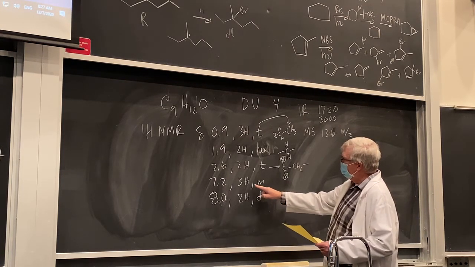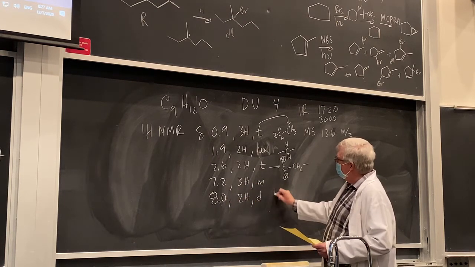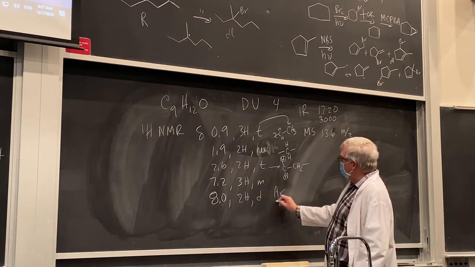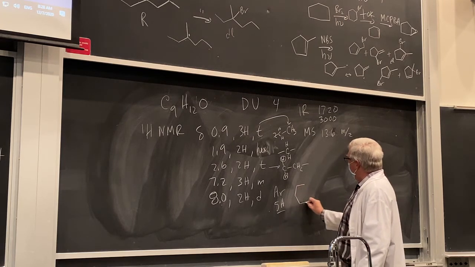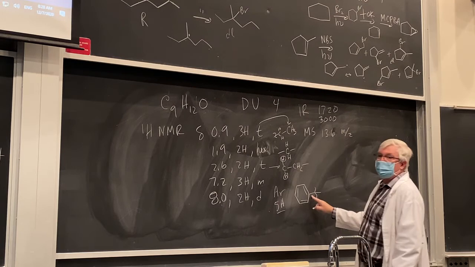And that might be hard to see. But the shift region, 7.2 and 8.1, these are aromatic, right? And you've got 5 of them there. So 5 aromatic hydrogens. So you probably have what? Probably have a benzene with just one thing on it. Okay.